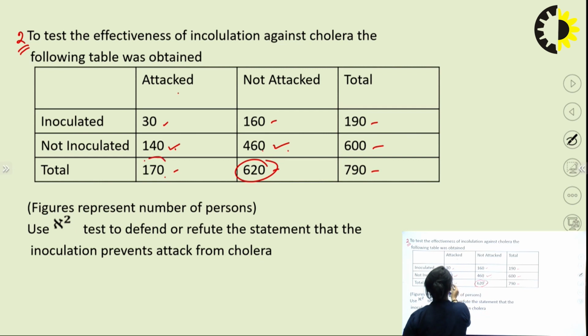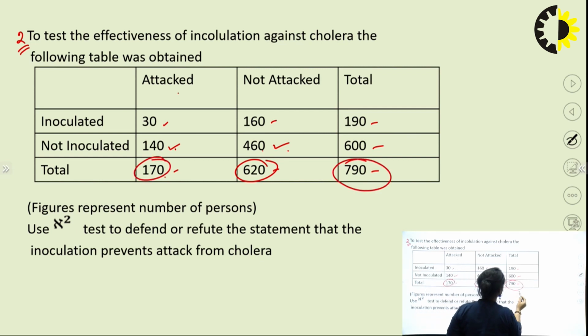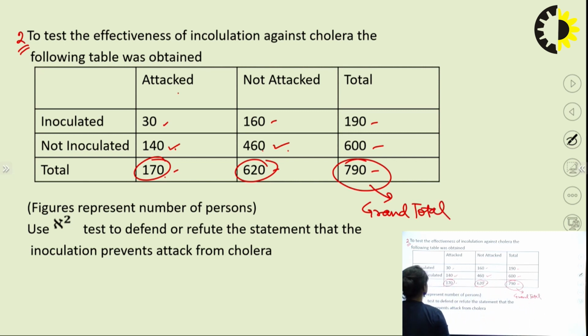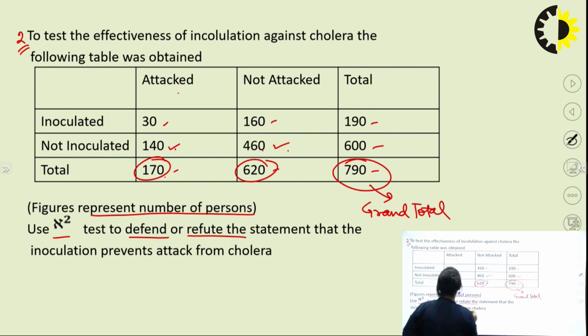So column total is given, row total is given and grand total is given. This is our grand total, 790 is the grand total. What we have to do, these figures represent number of persons. So we have to use chi-square to defend or refute the statement that inoculation prevents attack from cholera.